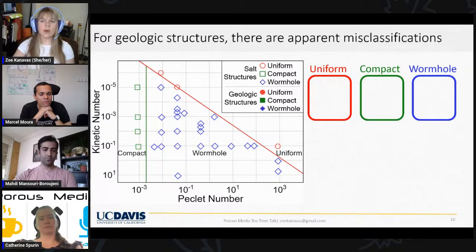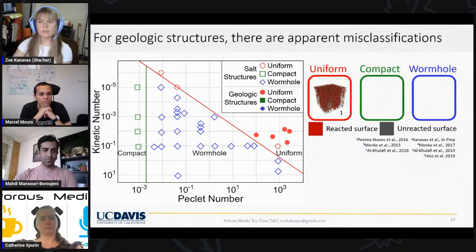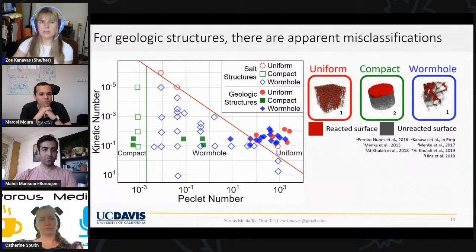Let's plug in some data from variably heterogeneous samples into Golfier's model. I'm going to be showing these points in the solid markers. First, we plot the samples where we observe uniform dissolution. All of these samples are correctly classified according to Golfier's diagram. Next, we plot the samples exhibiting compact dissolution and wormhole dissolution, and there are some apparent misclassifications.